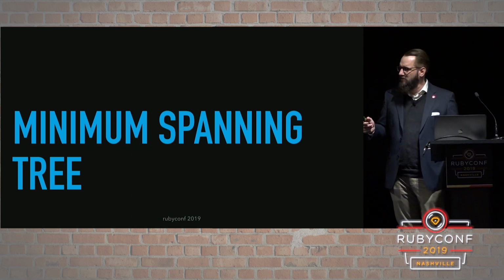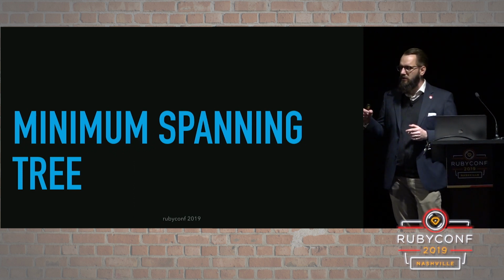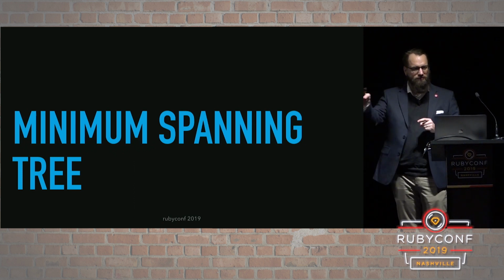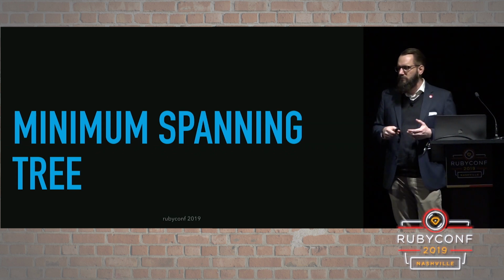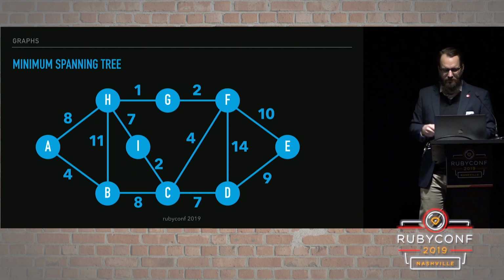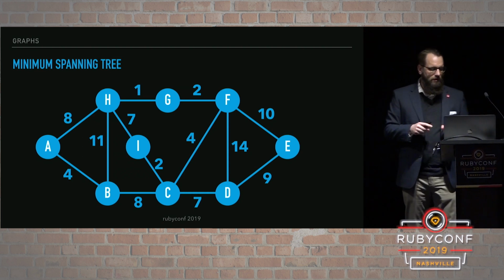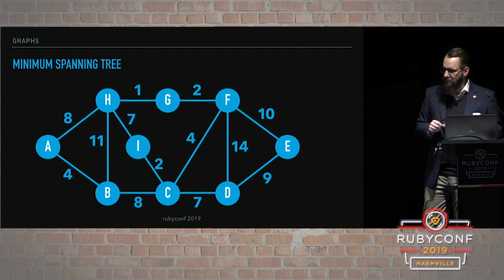So let's start off with an example of a graph. A graph is nodes and edges. Sometimes they are directed, where the edges have a direction to them. Other times they are not directed, or undirected. And in this case, we have an undirected graph. We have nodes A through I, and we have some weights associated with those edges.